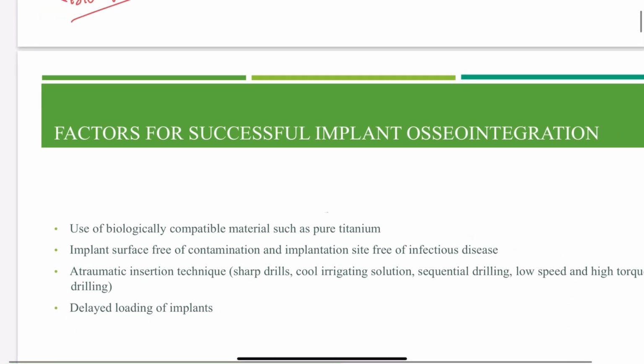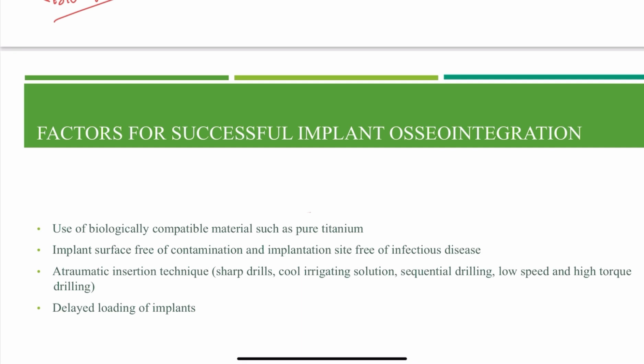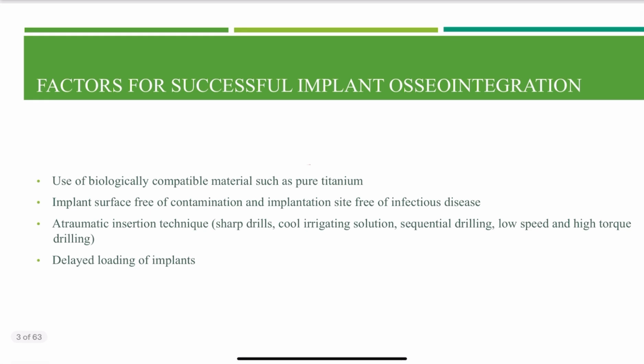So, what are the factors for successful implant osseointegration? It doesn't happen that you have placed your implant and it would definitely osseointegrate. There are certain criteria which ensure that your implants will get successfully osseointegrated. There are more factors as well, but the basic ones are use of biologically compatible material. That means that the material that you are using should be biologically compatible. Next one is implant surface should be free of contamination and implant site should be free of infectious diseases.